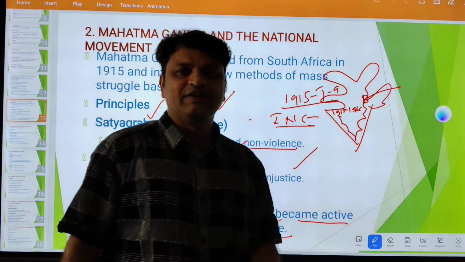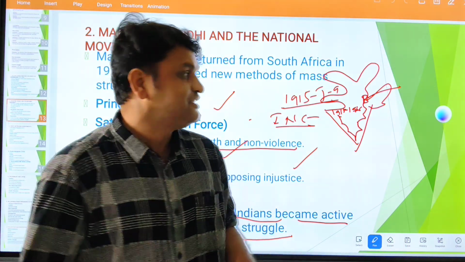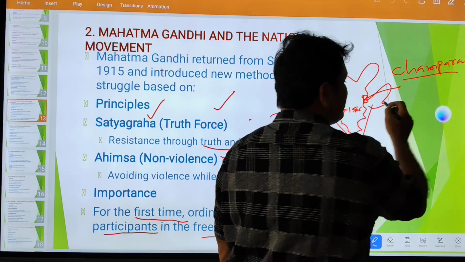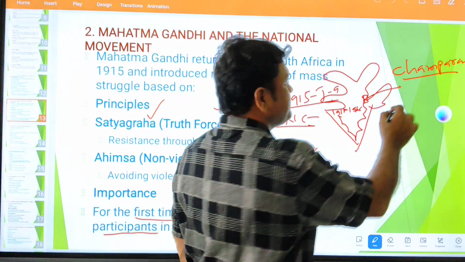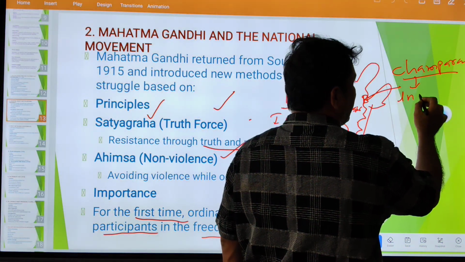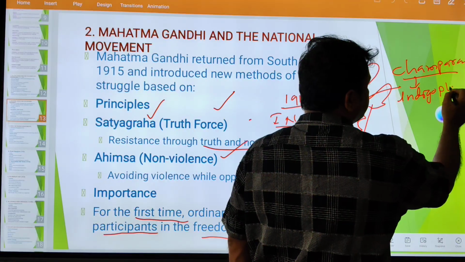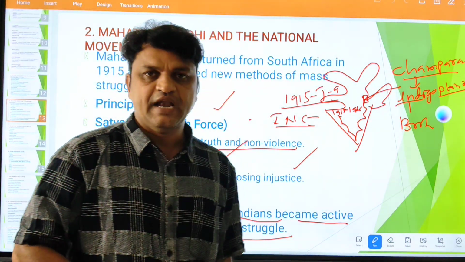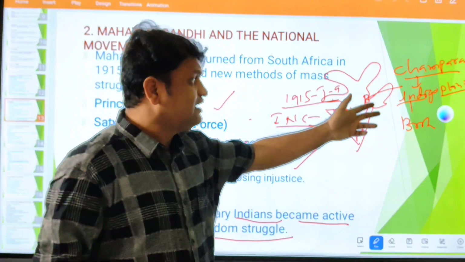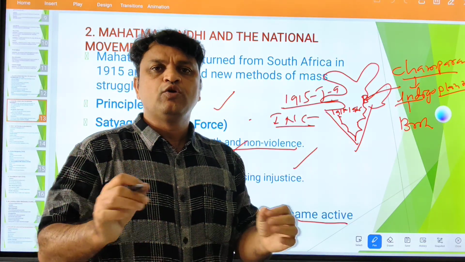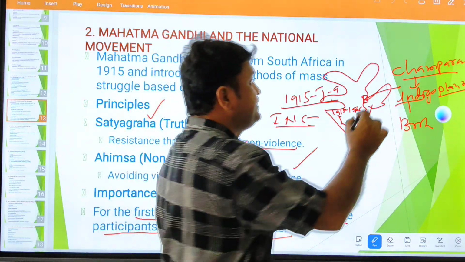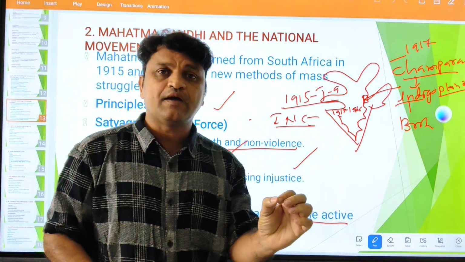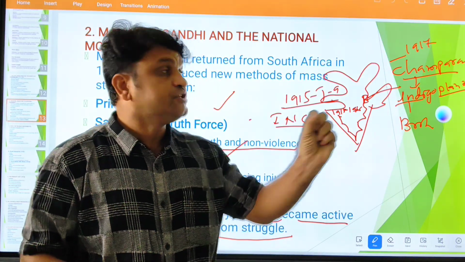In Bihar, there was one agitation going on. That agitation is called Champaran Satyagraha. Champaran is a place located in Bihar. And these people were fighting against the indigo planters, the indigo plantation of the British planter company. Which means they were directly fighting against the British government. They didn't want to cultivate the indigo plantation. And this Champaran Satyagraha took place in 1917. For the first time, Gandhiji participated in the Champaran Satyagraha.